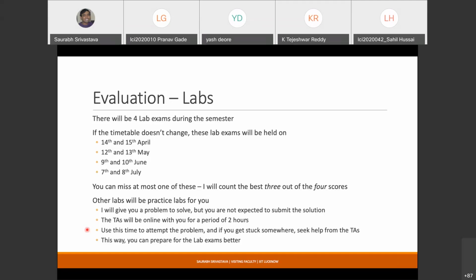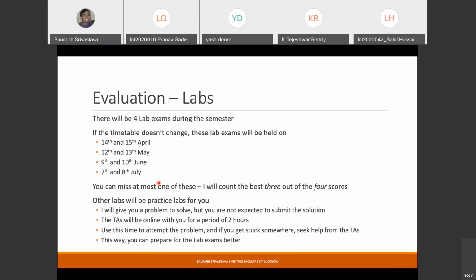Okay, I understand that there are absolute emergencies and there is really no way you can avoid them, and this is why I will allow you to miss at max one out of these 4. So I will basically count the best 3, just like we had an n minus 3 thing. This is basically n minus 1, where n is equal to 4.